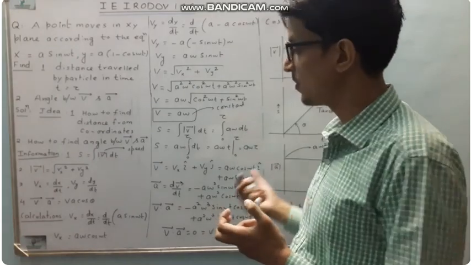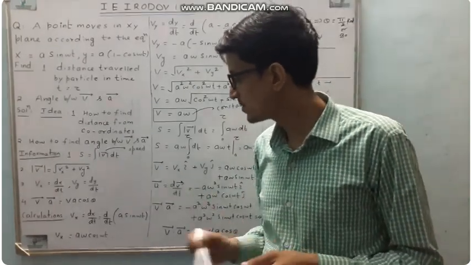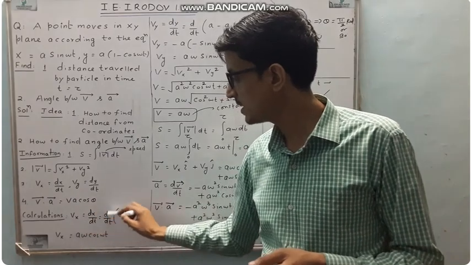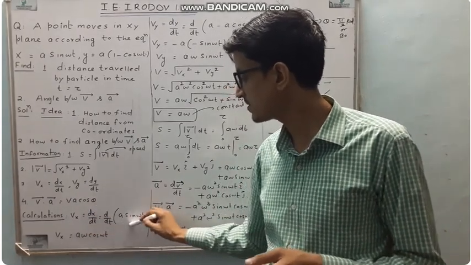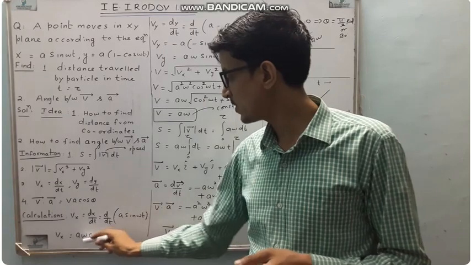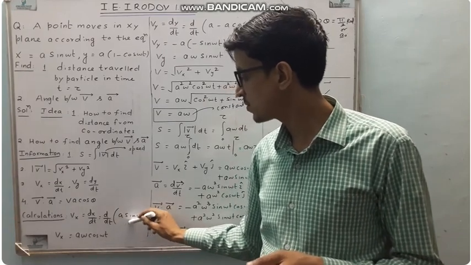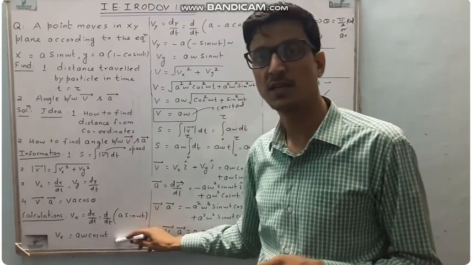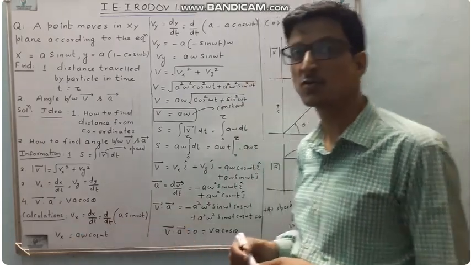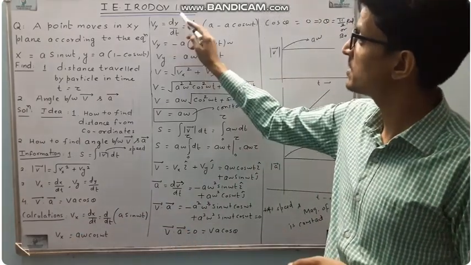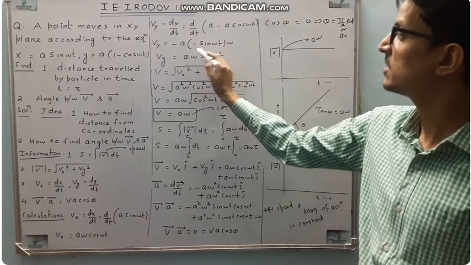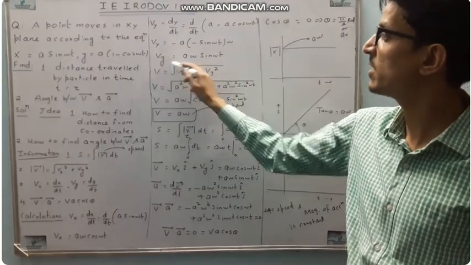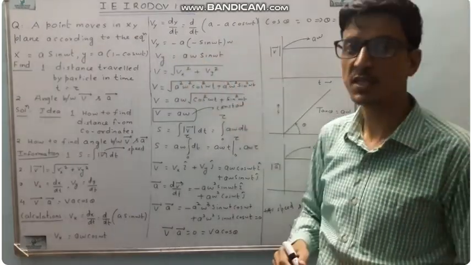So let's move forward. Related to the calculations, we know that Vx is dx by dt. So d by dt, x is a sin omega t. So a you can take outside, and differentiation of sin omega t is omega cos omega t. So this is Vx is a omega cos omega t. Similarly, Vy is dy by dt. This is differentiation, and after completing the process, Vy comes out to be a omega sin omega t.